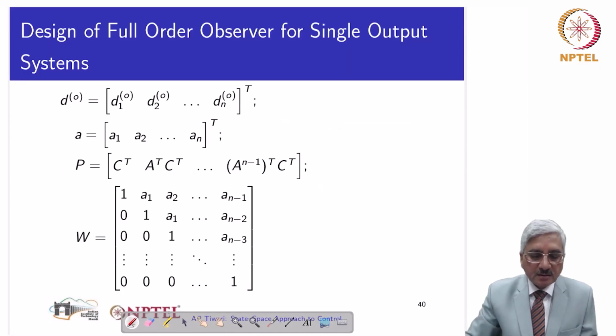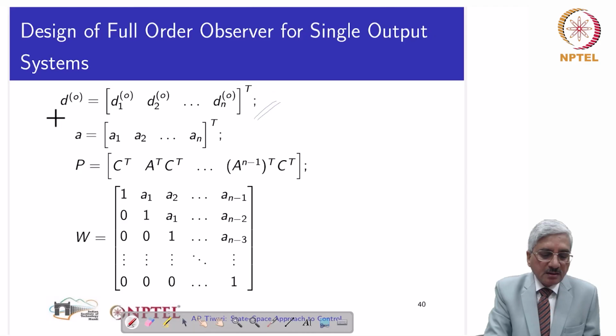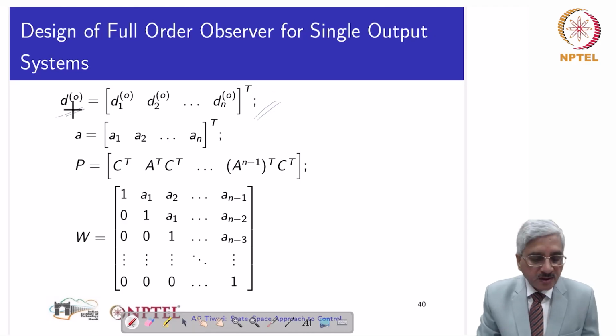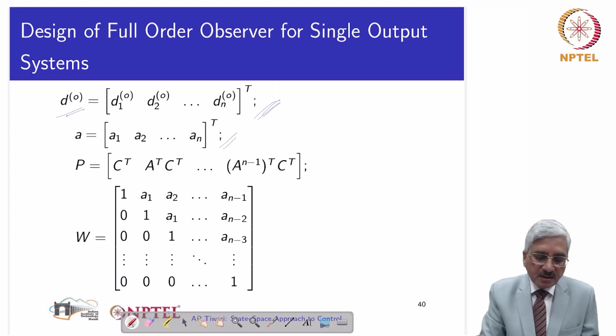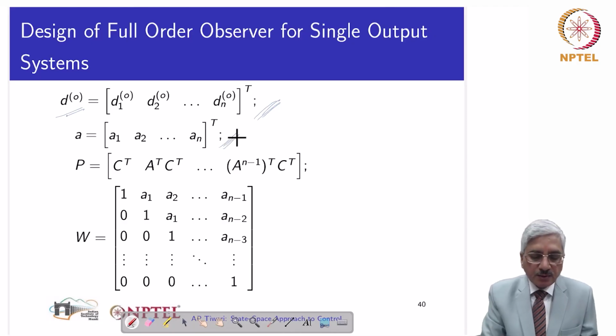And how does one apply the Bass and Gura formula? Just a recall. We have to select the coefficients of a characteristic polynomial denoted by this vector D superscripted by O. So D^O has to be selected. The coefficients of A transpose, which are also the coefficients of the characteristic polynomial of A, they are a1, a2, etc.